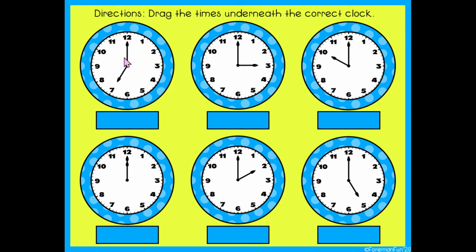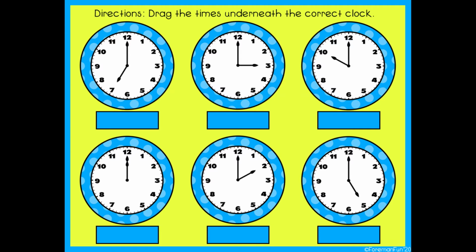When we look at what hour it is, we need to use the short hand, which is the hour hand. And we look to see where it is pointing to. This one is pointing to the 7. So we know that the hour is 7. The long hand is called the minute hand. And the minute hand is pointing to the 12.